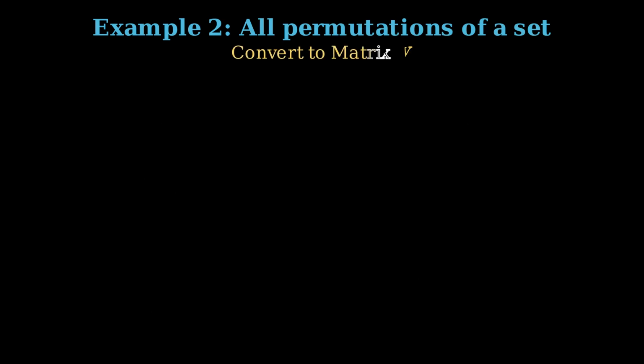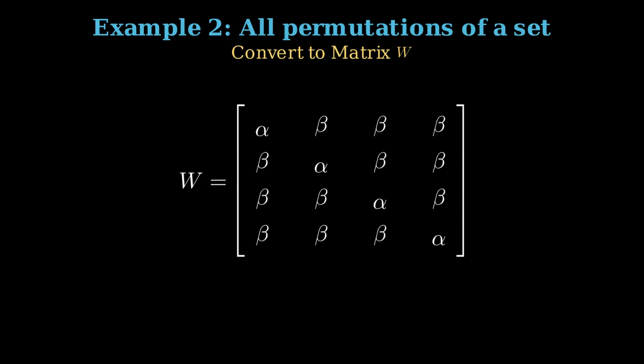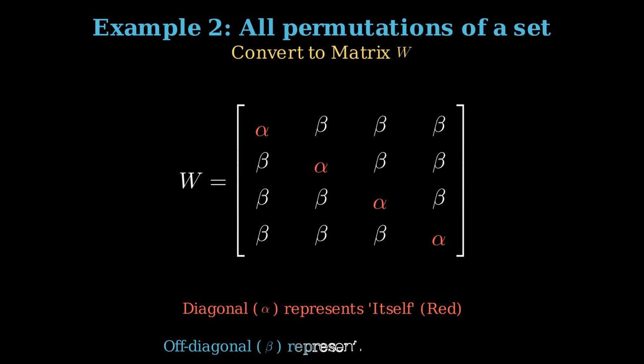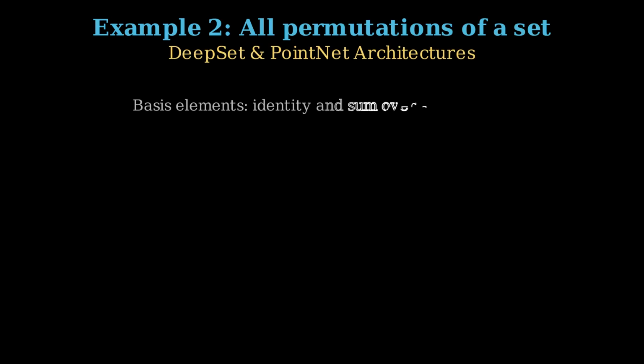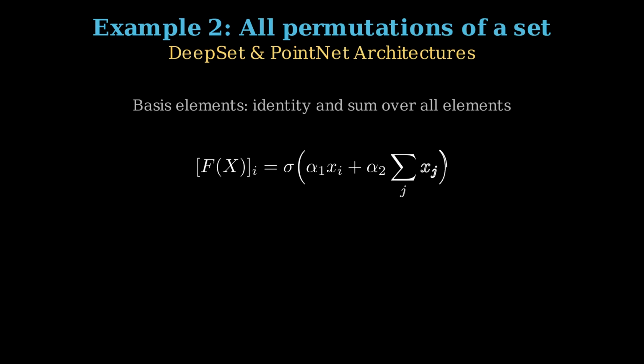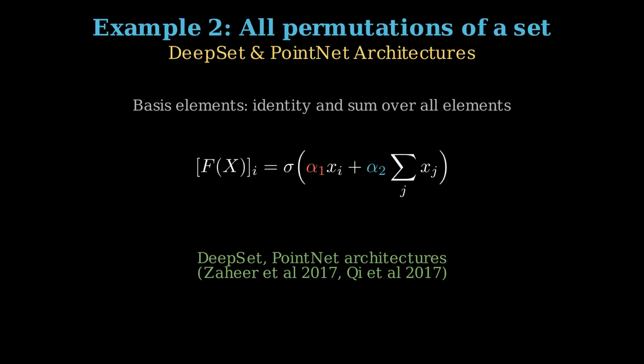Now, how does this restrict our learnable weight matrix W? To remain equivariant to permutations, W can only have two unique parameters. The diagonal parameter, alpha, represents an element's interaction with itself. The off-diagonal parameter, beta, represents its identical interaction with all other elements in the set. This mathematical restriction leads directly to the basis elements of famous architectures like DeepSets and PointNet. The operation elegantly simplifies to a linear combination of the element itself and the sum over all other elements in the set.